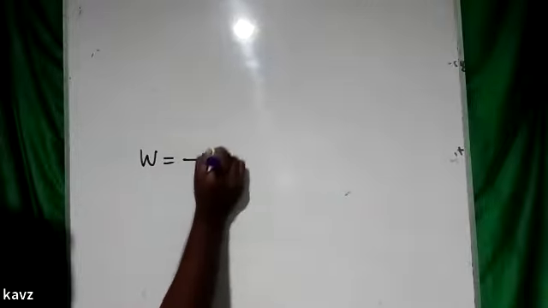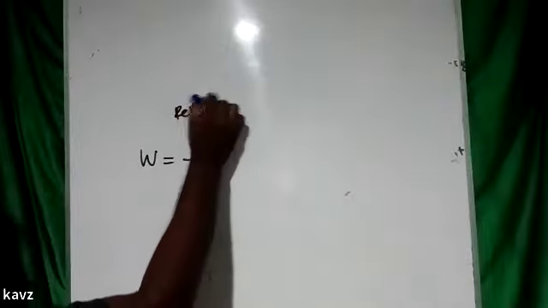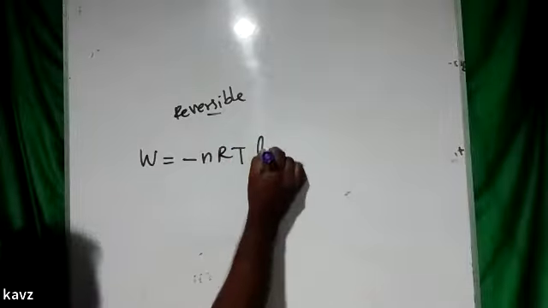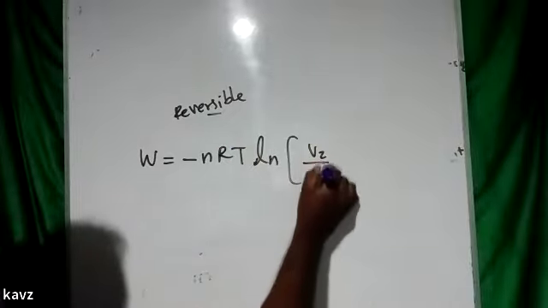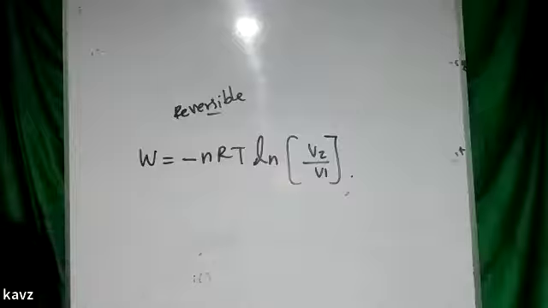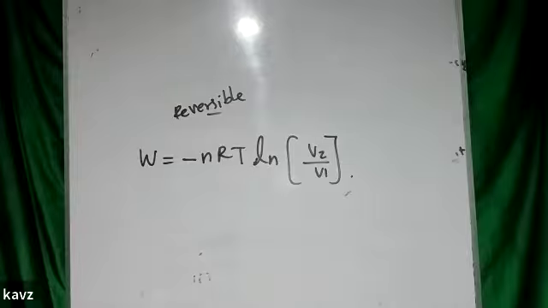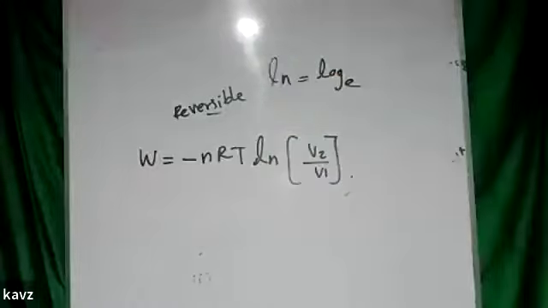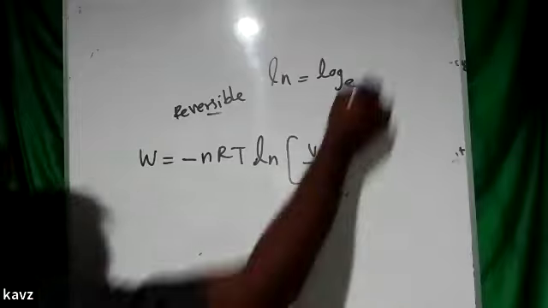The work done for the reversible expansion of 1 mole of an ideal gas from a volume of 10 liters to 20 liters at, is, then work equals minus nRT times ln V2 divided by V1 for the reversible process. We don't know about ln, because ln is log to the base e, so we are dealing with log base 10.